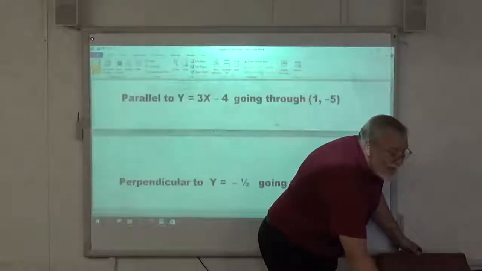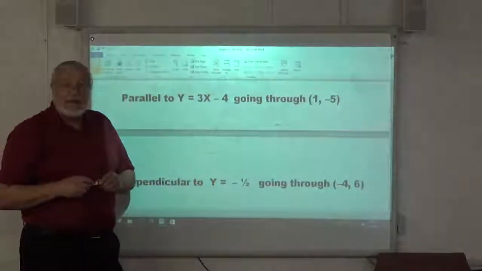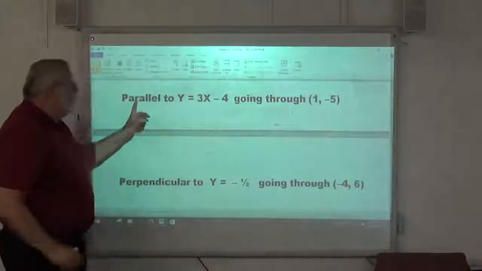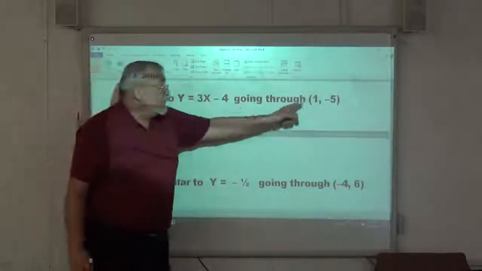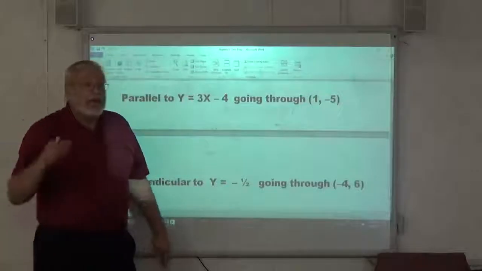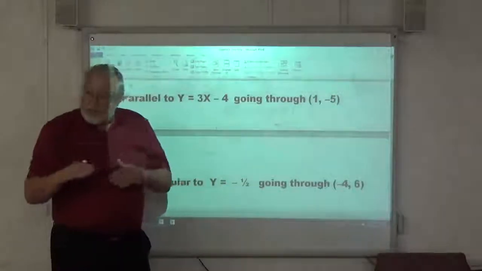Okay. Now, the next part, the next two are the most important. All right, listen. The next two are the most important. I want a line parallel to this going through this point. Now, the concept of parallel and perpendicular.